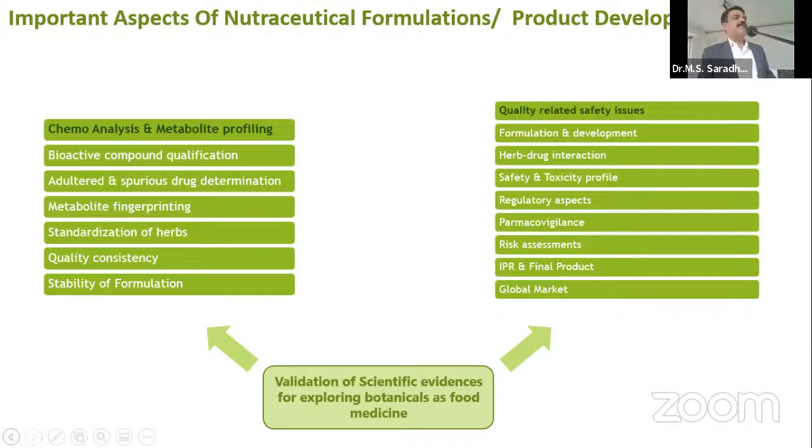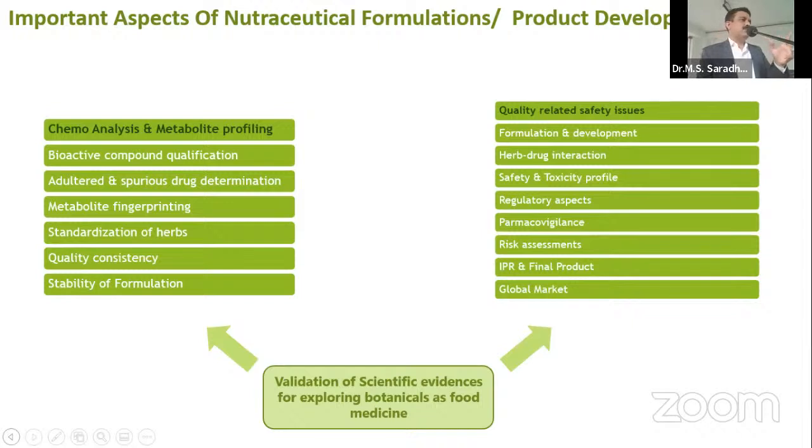Metabolite fingerprinting. Metabolite means, for example, lycopene. The tomato, when it is green, is not in the form of lycopene, it's in a different form. When it turns red or orange, the other metabolite converts into lycopene. So with any fruit or herb, it's not one molecule; maybe one is enriched, and we call it the active principle, but they all contain many metabolites, similar molecules, maybe in a different form. And standardization of the herbs.